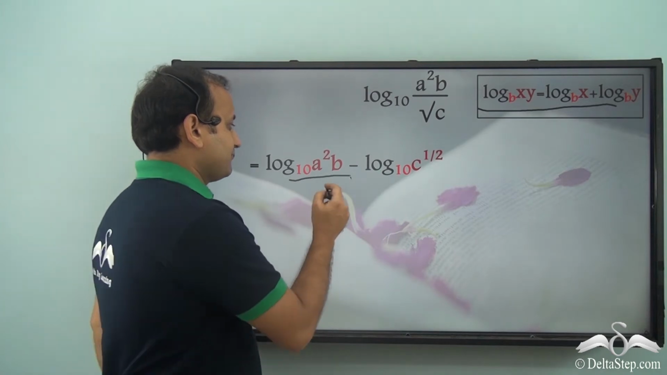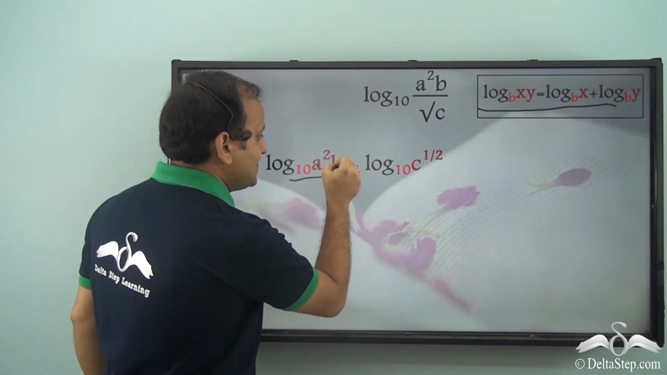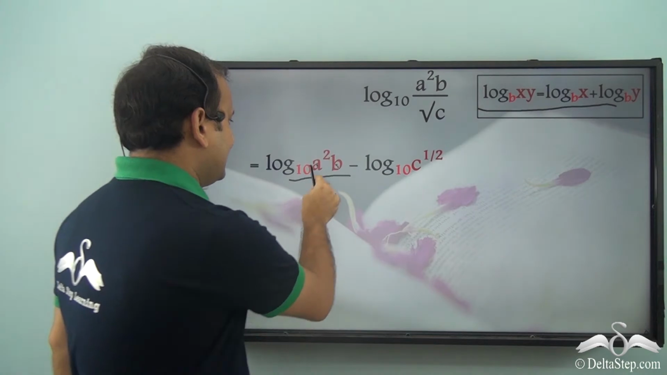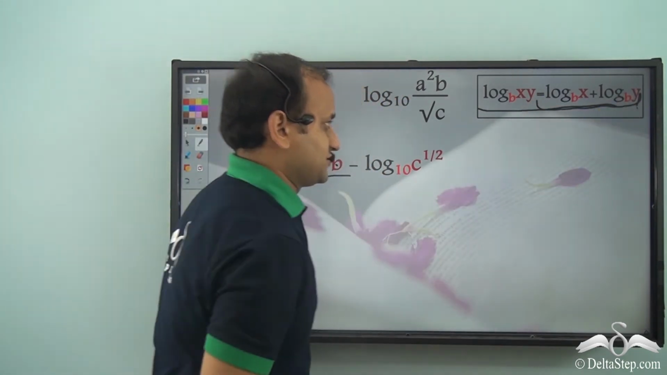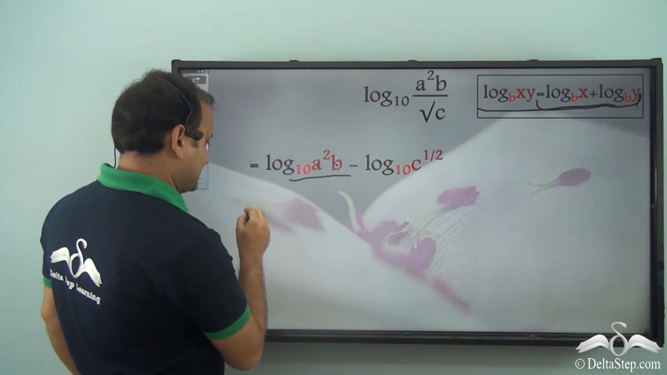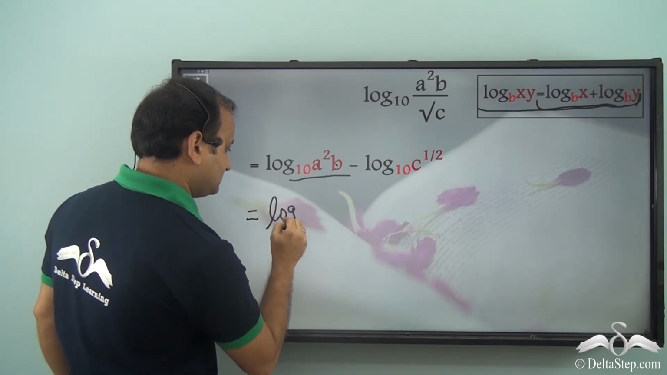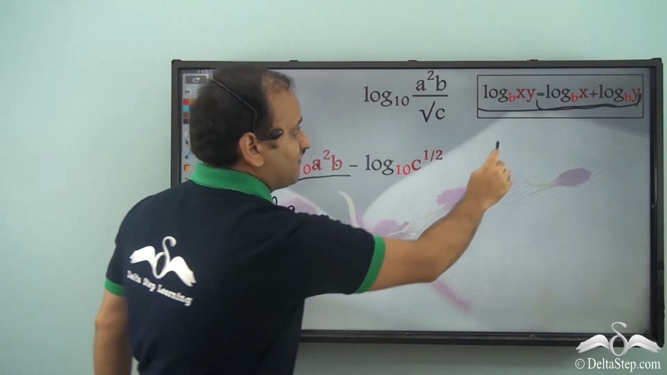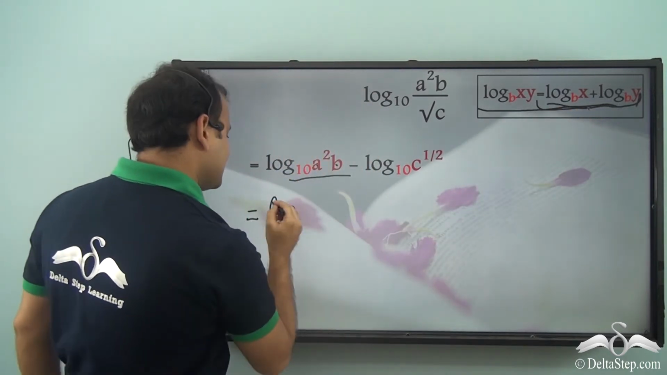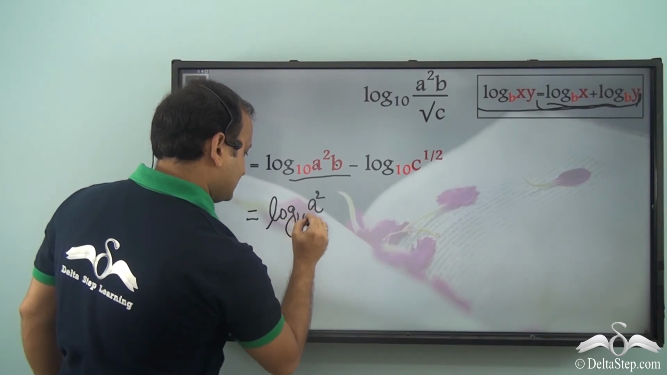Let's see. We can represent a square as x and b as y. So in this form, we can convert this into this particular expression. So let's see if we write it like this, what will happen? So log, now a square is in the form of log x. So we'll write it as log a square to the base 10.